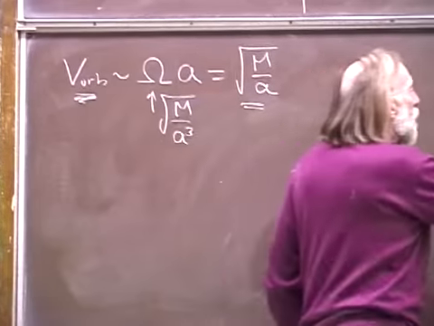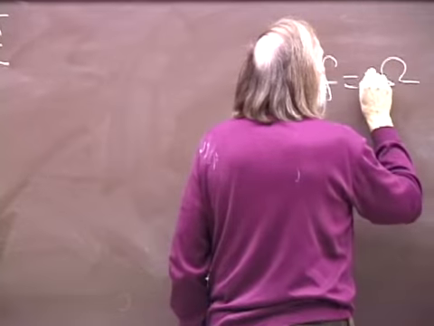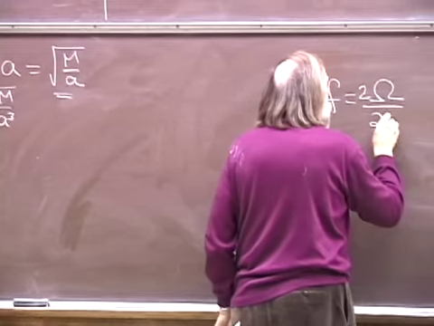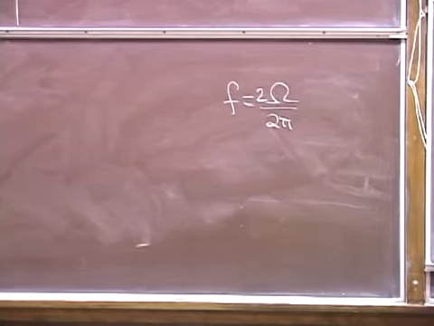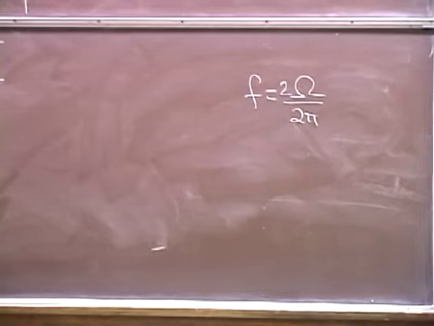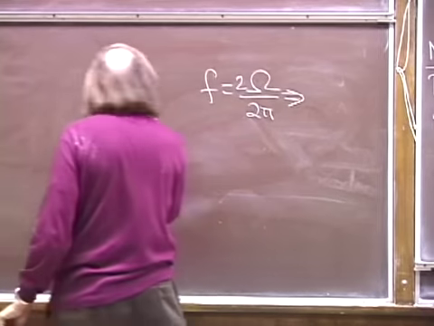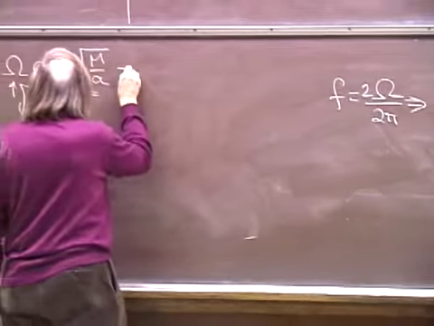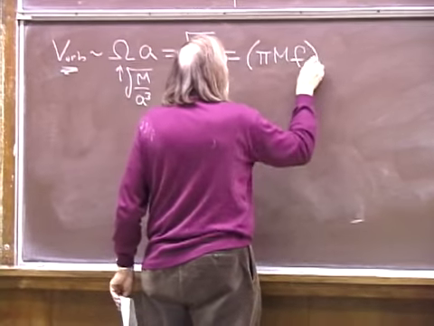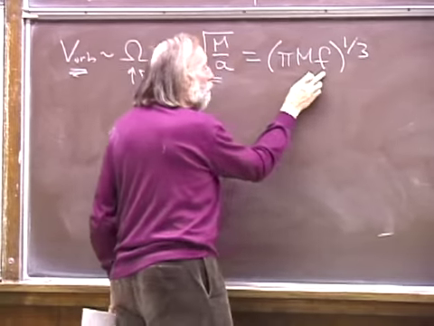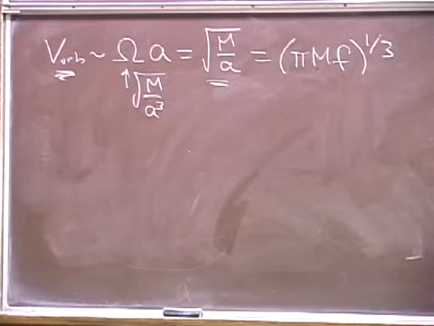We know that the gravitational wave frequency is the angular velocity times 2 divided by 2 pi to convert from an angular frequency to an actual frequency. So that means, in fact, if you just combine these formulas, that the orbital velocity is (pi m f) to the 1/3, where f is the observed frequency, m is the total mass of the star.